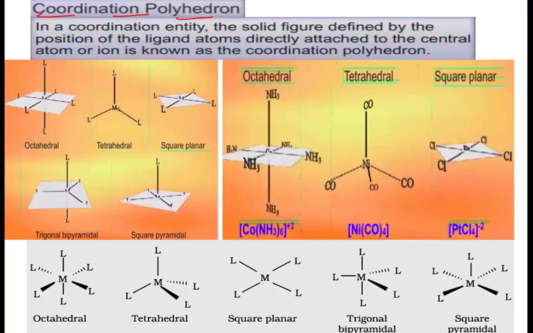Now the next term is coordination polyhedron. In a coordination entity, the solid figure defined by the positions of the ligand atoms directly attached to the central metal atom or ion is known as the coordination polyhedron.